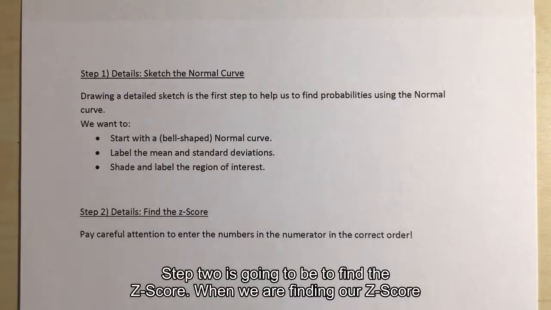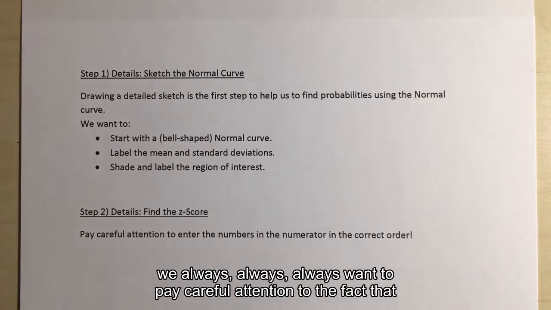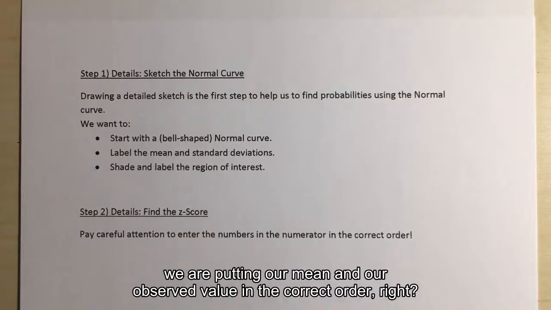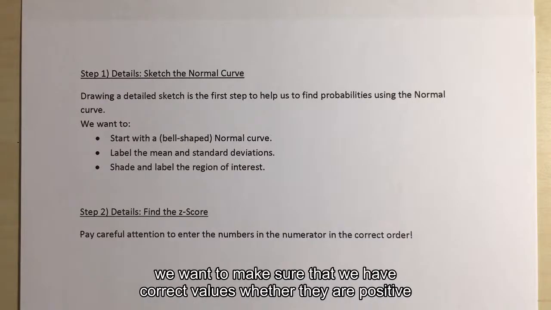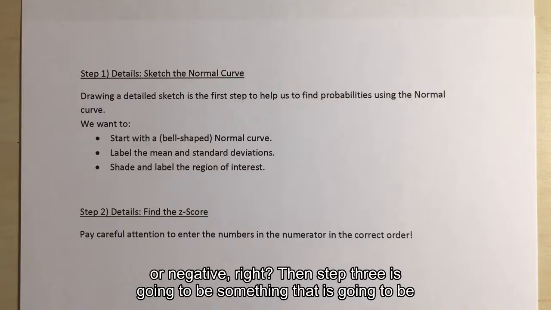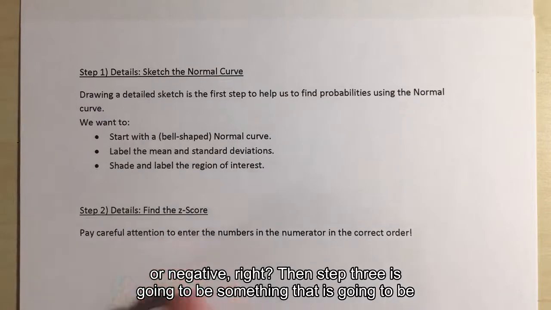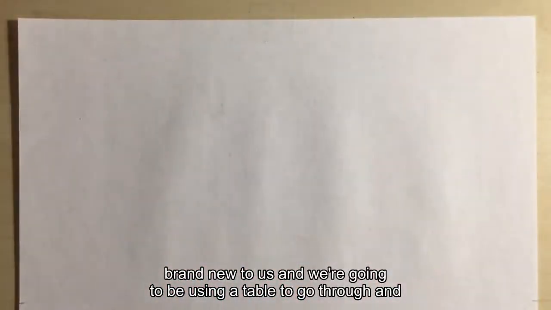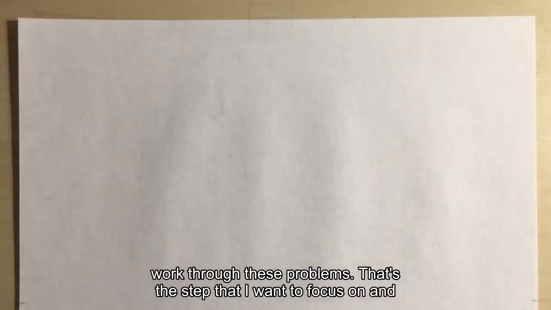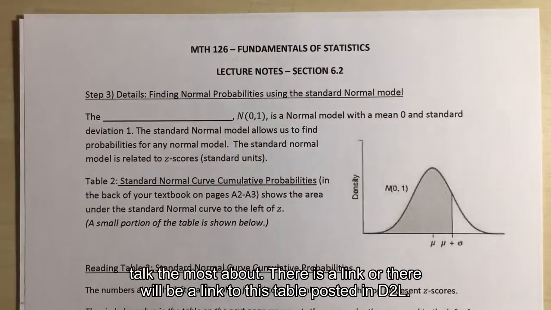Step 2 is to find the z-score. When we are finding our z-score, we always want to pay careful attention to putting our mean and our observed value in the correct order. We want to make sure that we are getting these in the correct order because we want to make sure that we have correct values, whether they are positive or negative. Then step 3 is going to be brand new to us, and we're going to be using a table to work through these problems. That's the step that I want to focus on and talk the most about.